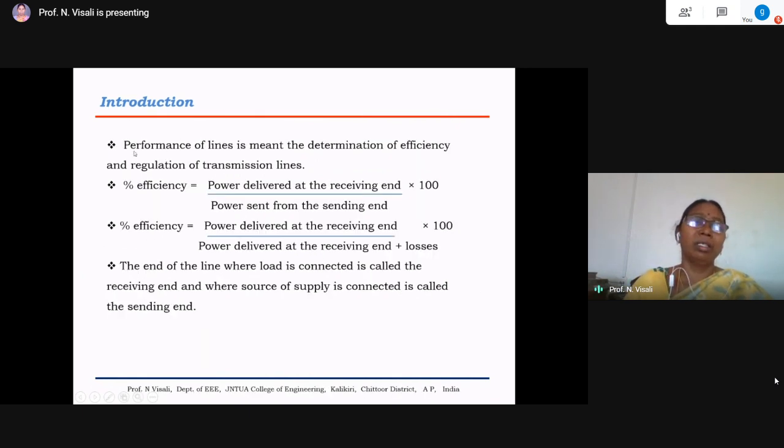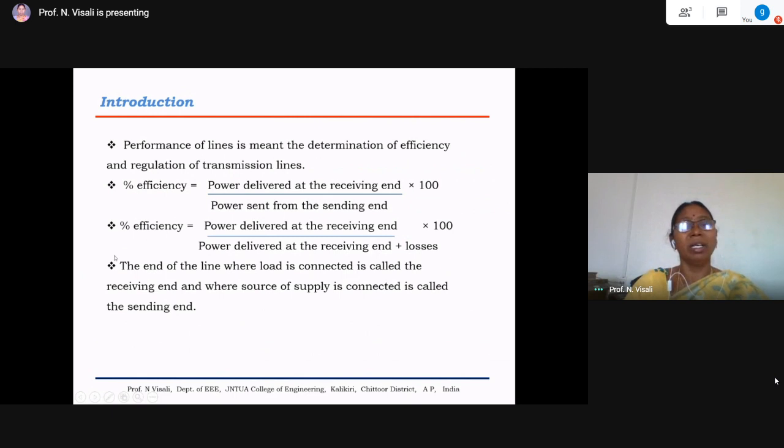Then what is the performance? I already told you about efficiency. Efficiency is nothing but the power delivered at the receiving end divided by the power sent from the sending end, into 100. That is output power divided by input power. The power sent from the sending end is the power delivered at the receiving end plus losses. If you add the losses to the output power, we get the input power. So efficiency is power delivered at the receiving end divided by power delivered at the receiving end plus losses, into 100.